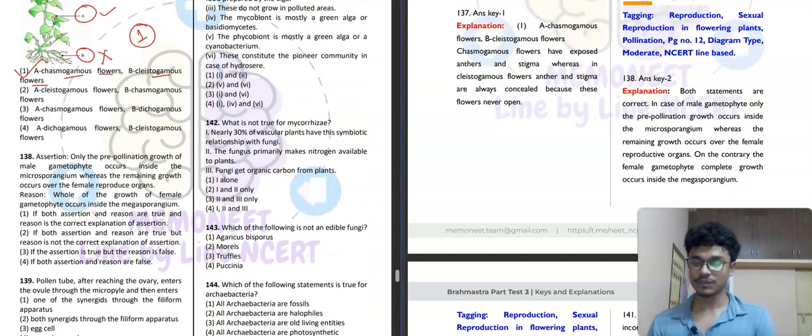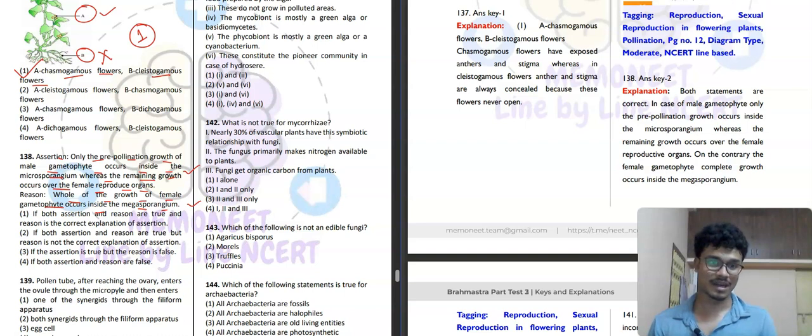Okay, so it is saying assertion: only the pre-pollination growth of male gametophyte occurs inside the microsporangium, whereas the remaining growth occurs over the female reproductive organs. The reason says that the whole growth of female gametophyte occurs inside the megasporangium. Now both the statements here are correct: the assertion is correct, and the reason is also correct.